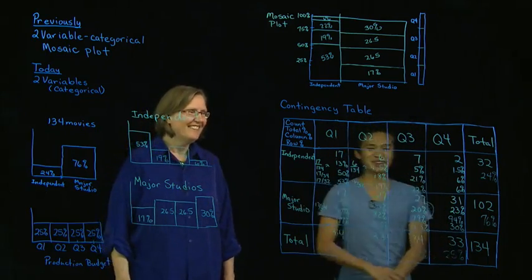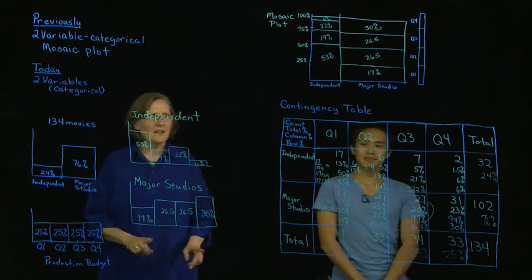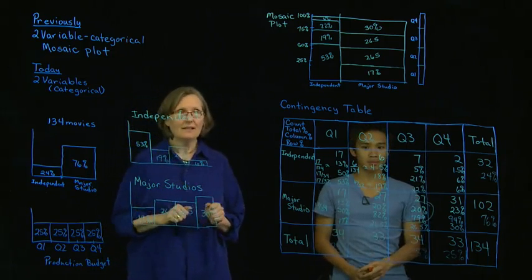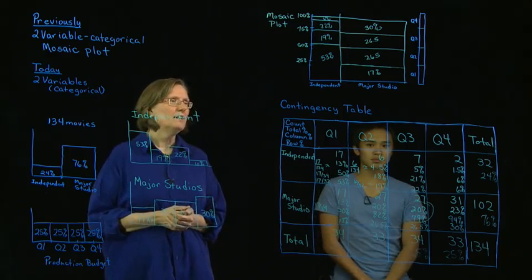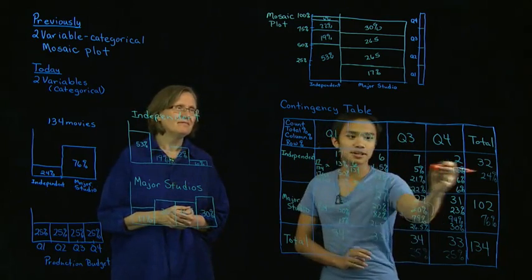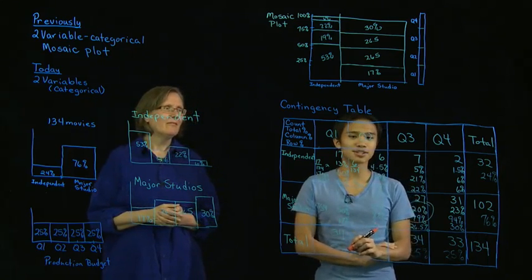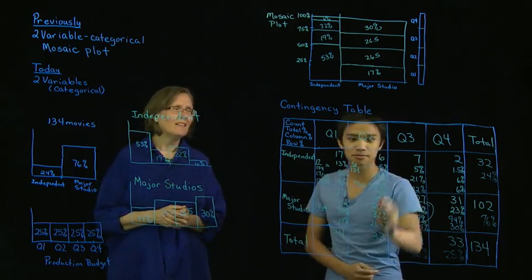I know I circled some. Okay, 20% is correct. Okay, now let's do a different one. If a movie was done by an independent studio, what proportion fell in the second quartile? All right, so since independent is in this row right here, we'll be looking at the row percentiles this time. And for the second quartile, that would be 19%.